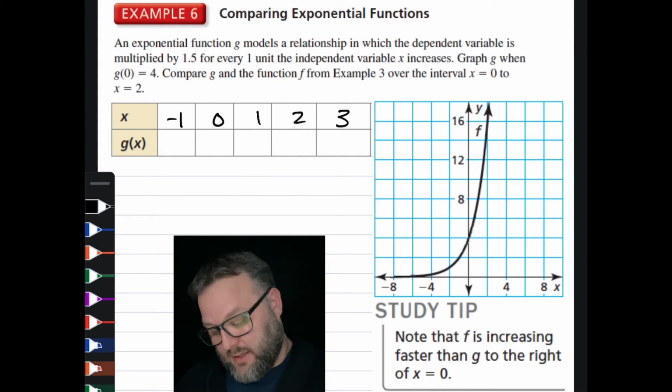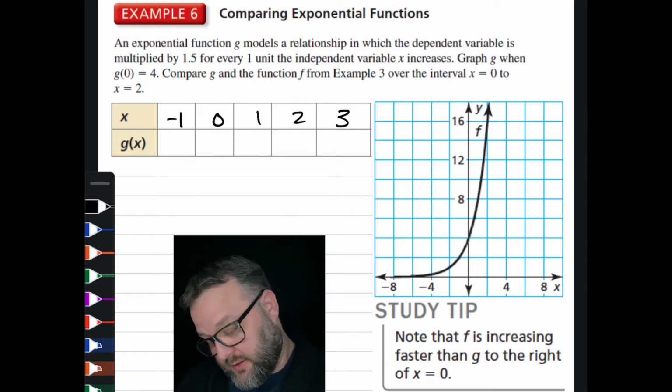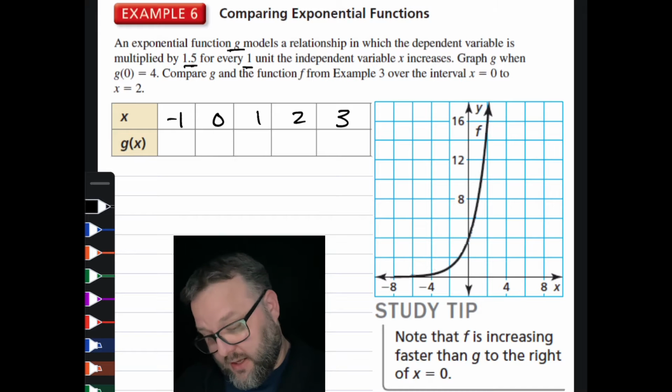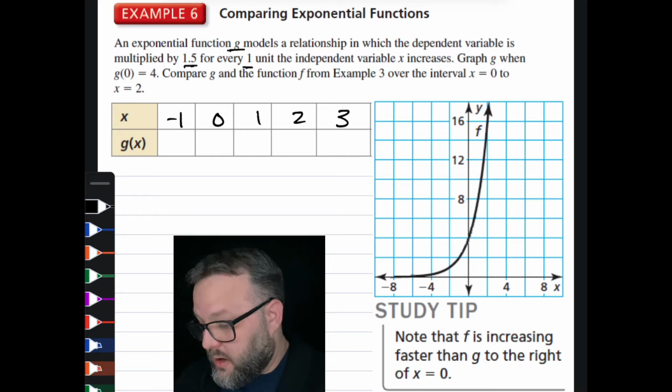What I'm going to get in the function of g of x is, let's see, an exponential g. So here's my g of x, a relationship that is multiplied by 1.5 for every 1 unit. So what that tells me is I have this parent function. And from the beginning, I'm told to work on an interval from 0 to +2, and that's going to get me on 0 to 4.